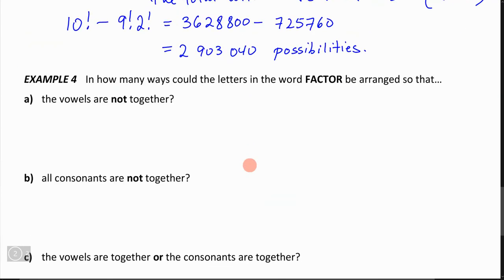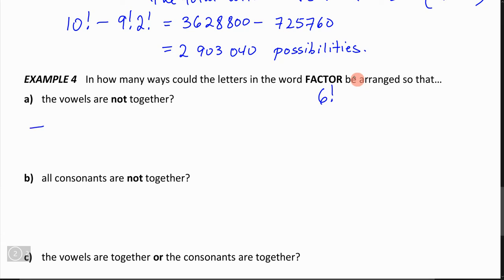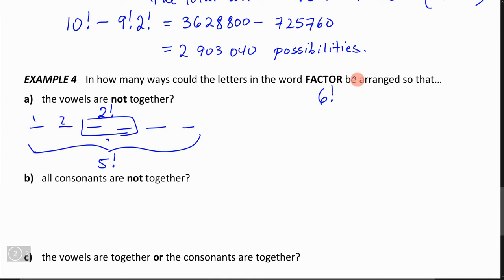Example number 4, in how many ways could the letters in the word factor be arranged so that the vowels are not together? So factor, I have 6 letters here. What's the total number of possible ways to arrange factor? That's just 6 factorial, 6 letters, 6 factorial ways to arrange them. But if the vowels are not together, think about the indirect method again. So 1, 2, 3, 4, 5, 6. What if the vowels were together? There are 2 factorial ways to arrange those 2 vowels, which means I have 5 units left, so 5 factorial for everything else.